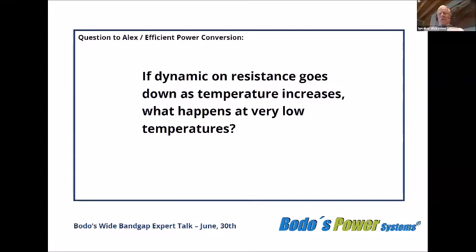So at low temperatures, a couple of things happen. First of all, your on resistance goes down because the mobility of your carriers goes up. So you have an improvement there. The second thing is that the ability of carriers to get enough energy to get trapped goes up, and therefore you get faster trapping.